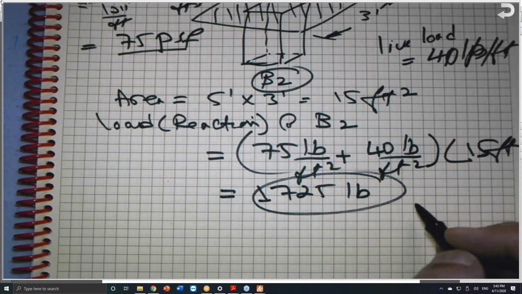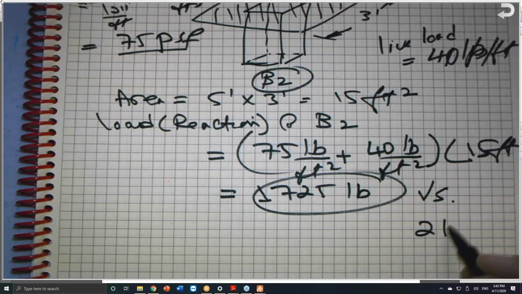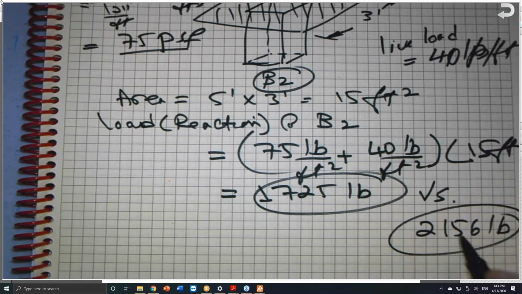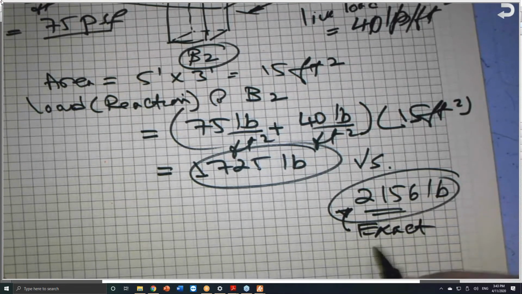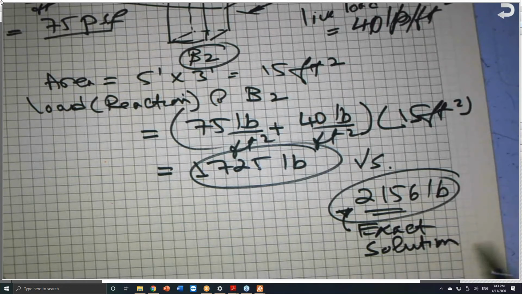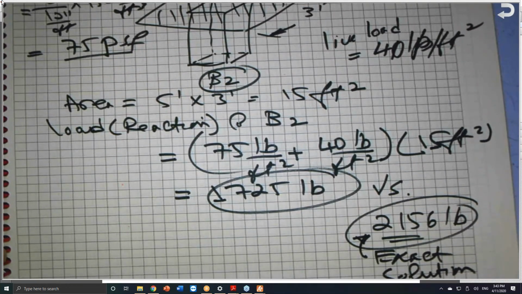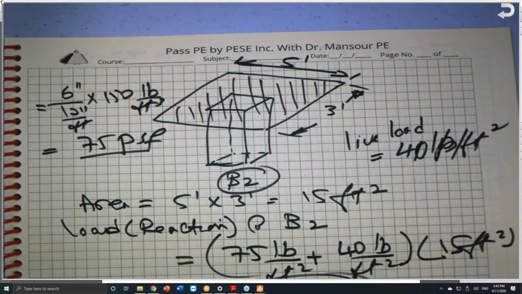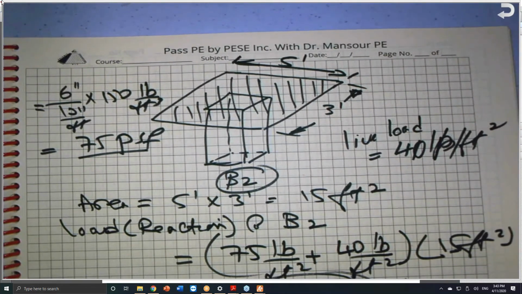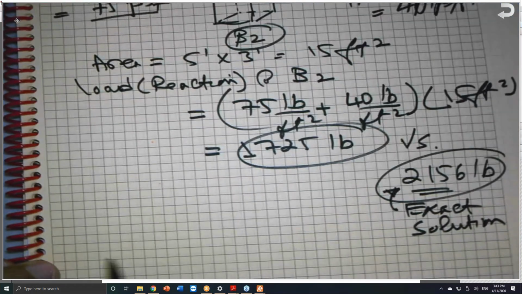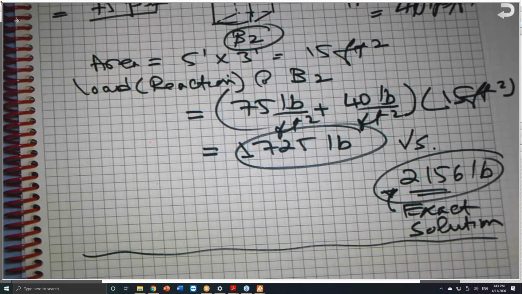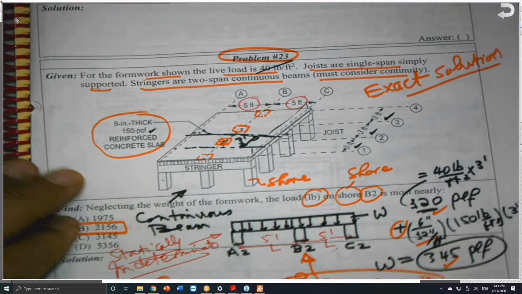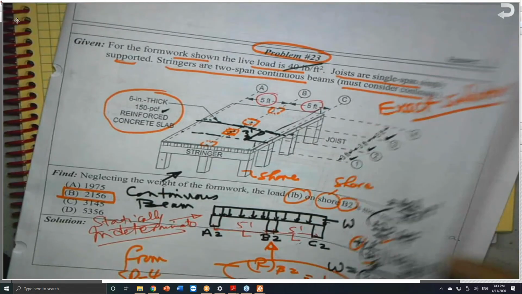Compared to the exact, 2,156 pounds. Obviously, this is the exact solution, because it is based on structural analysis. This is based on the tributary area, but I'm just explaining in case you hear the term tributary area, and we do this also. Okay, so this problem also, I will scan it and send it to you like this. At least you can look at my solution and go over it if you have any questions.